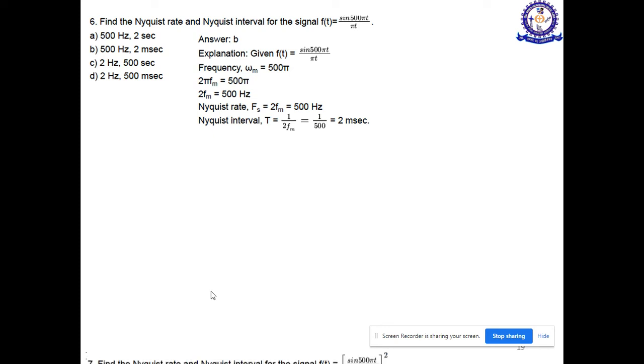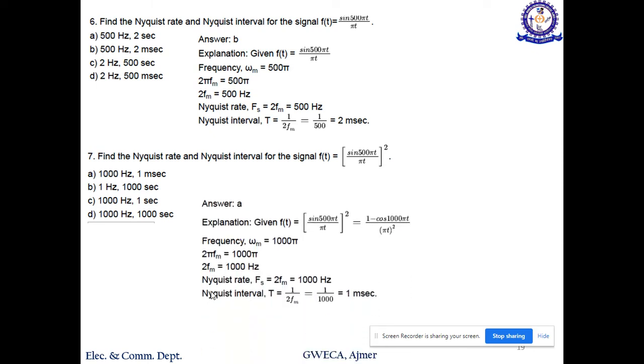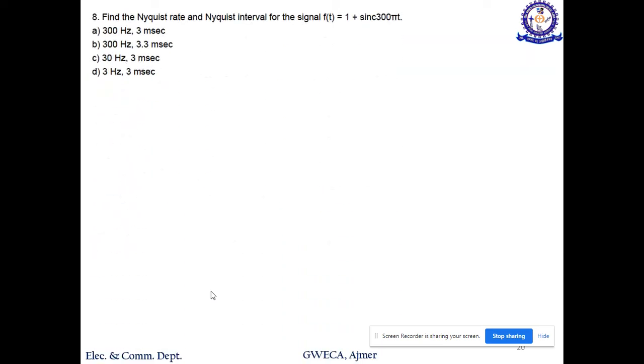Nyquist interval you can find easily. Next question, find the Nyquist rate and Nyquist interval of the signal. Same signal but with a square term. So simply sin square, you have to solve this. Sin square is 1 minus cos 2θ over 2, so we get cos 1000πt. Simple trigonometric formula we are using. So here ω is given by 1000π. So twice fm is equal to 1000 hertz. You will solve this and you will get the answer. Very easy question.